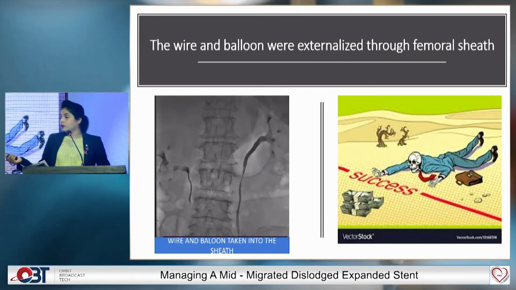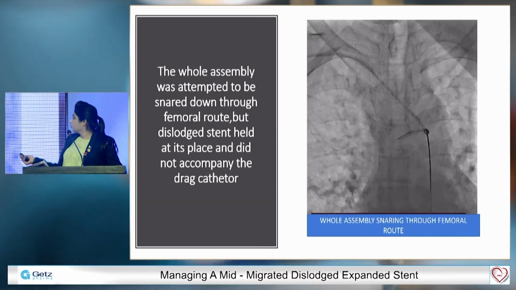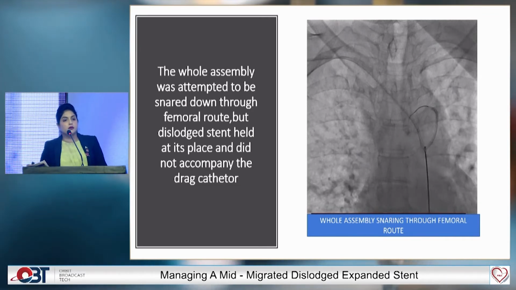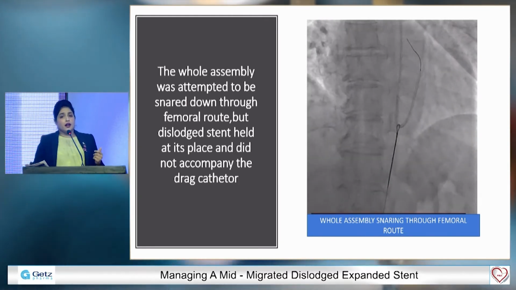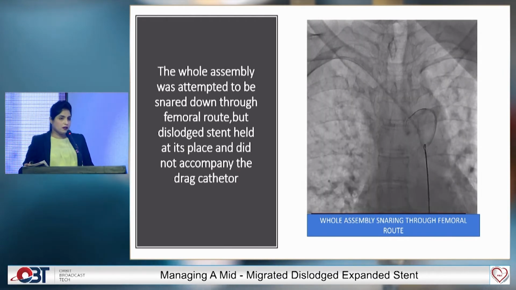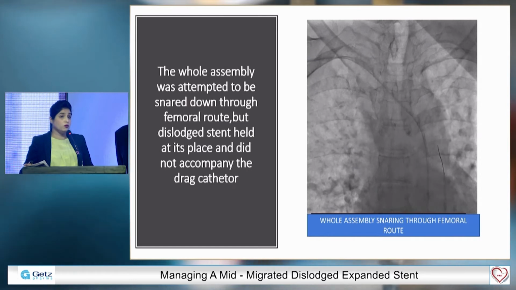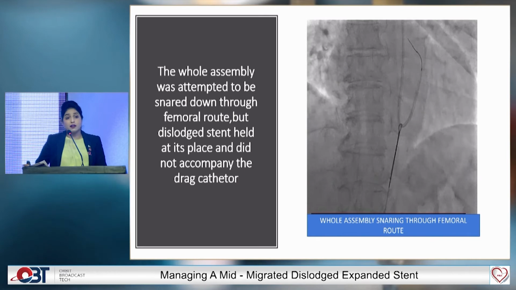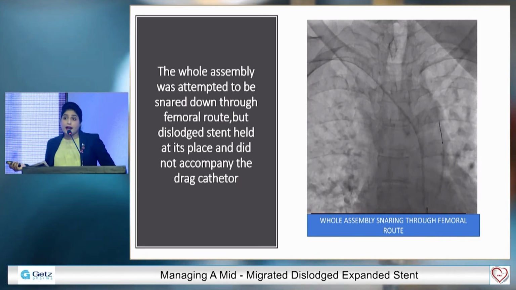Through this femoral route, we advanced the gooseneck snares, and we tried to snare out the whole assembly with the stent and the wire through the femoral route. But when we attempted to snare out the whole assembly, the wire and the balloon came out, but the stent still held its position. It advanced a bit down deep into the aorta through the Drake catheter.